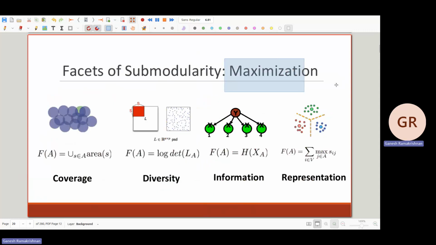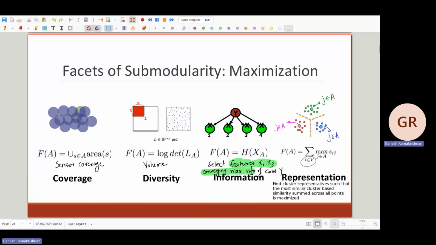But there's also functions which are maximization oriented. So far I showed some minimization oriented functions. So: coverage function, diversity function, information function, and representation function. Information functions are kind of at the intersection of coverage and representation. But let's understand, I'll go through each of them. The first one is sensor coverage. If I'm trying to place sensors in a room, I would place them in a way that the area that is covered by those sensors is maximized.